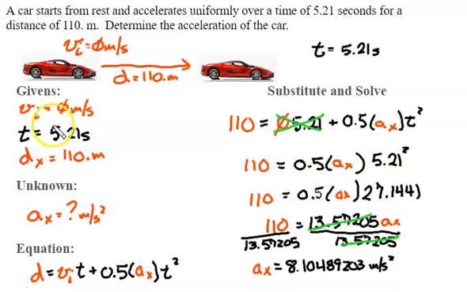But now let's go back. This number has 3 sig figs, and this number has 3 sig figs. Because of the decimal, there's 3 sig figs. So my answer is going to have 3 sig figs. So 8.10 meters per second squared.